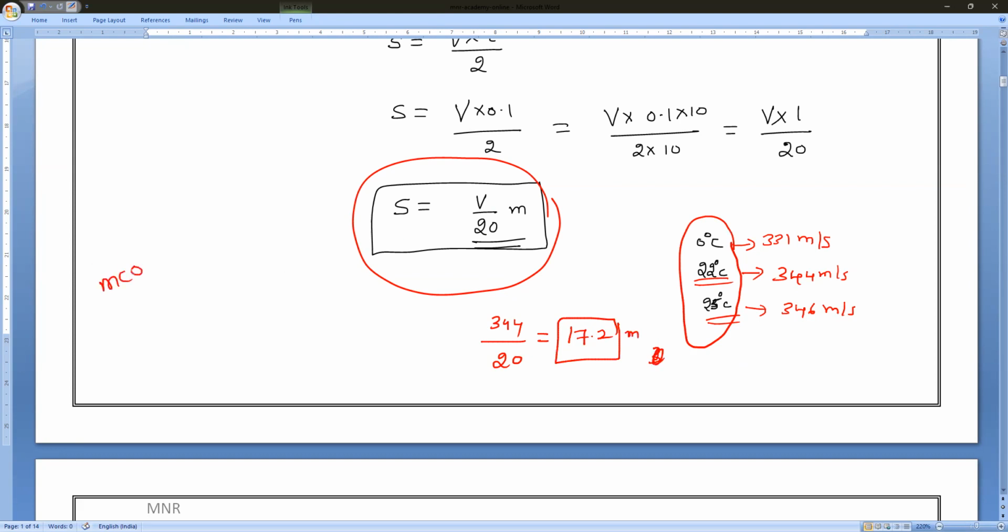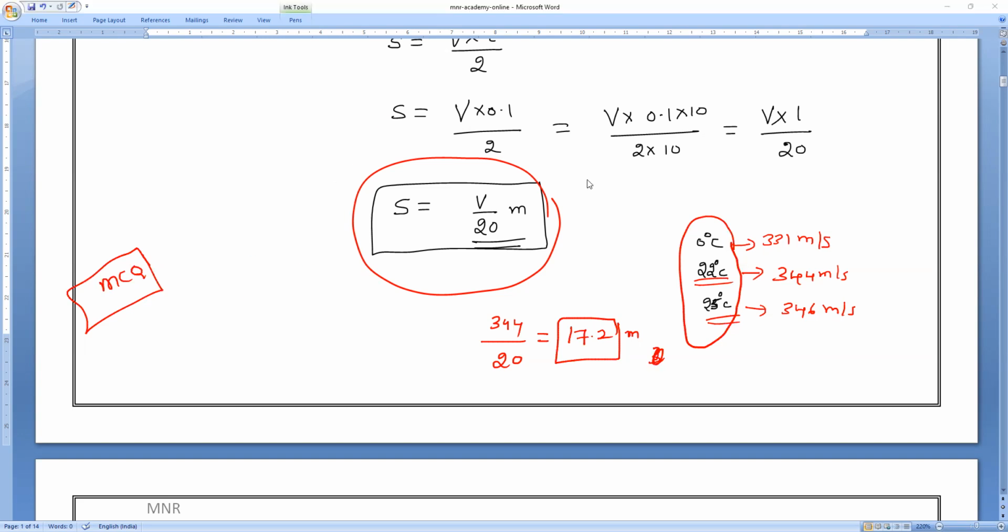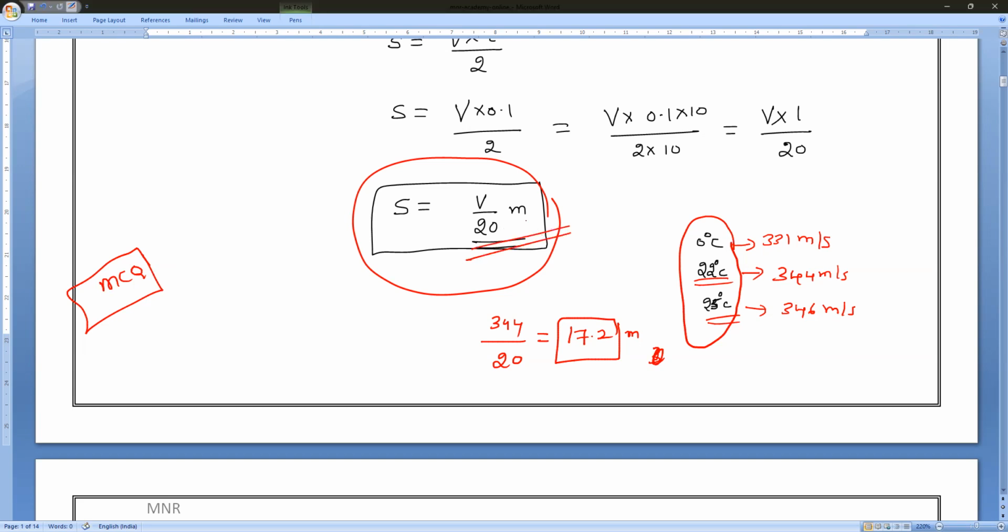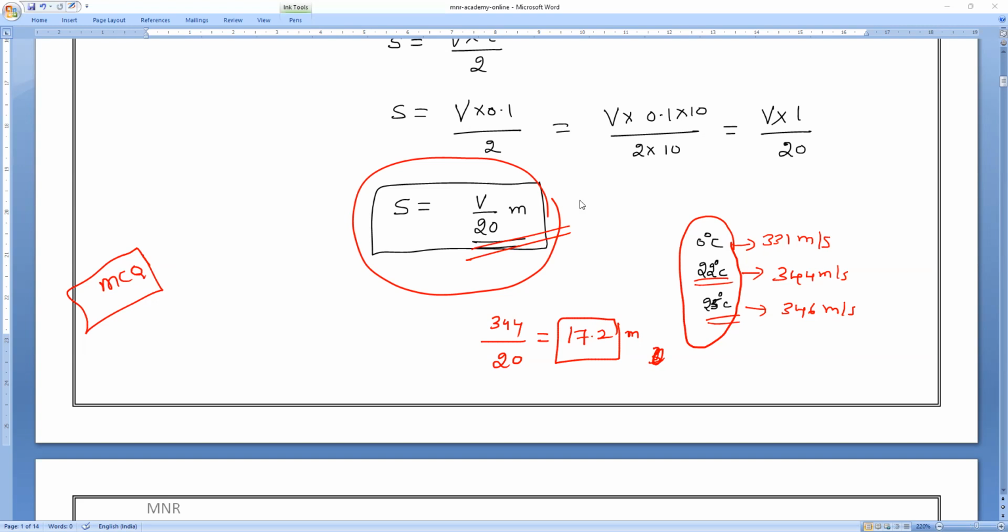So suppose the same thing comes in the form of MCQs, if they ask you to find the echo distance, then you can use this formula for calculating the echo very easily. So directly you will get it. S is equal to V by 20 meters. Minimum distance to hear the echo is how much? V by 20 meters. I hope you all understand, everybody. Clear?